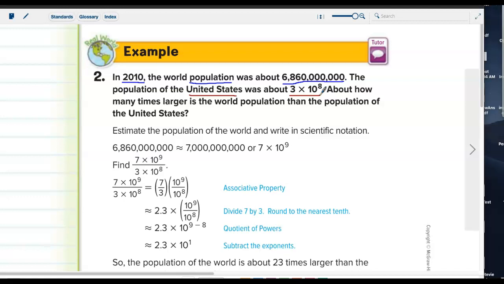Michaela? What's the word before that? About. What does about mean? Estimate. Okay, what do you do when you estimate? You round. Okay, so about how many times larger is the world population than the population in the United States? Okay, so first of all, let's deal with this number of 6,860,000,000. What if we rounded this to the greatest place value? What would it be? We rounded it to the greatest place value.